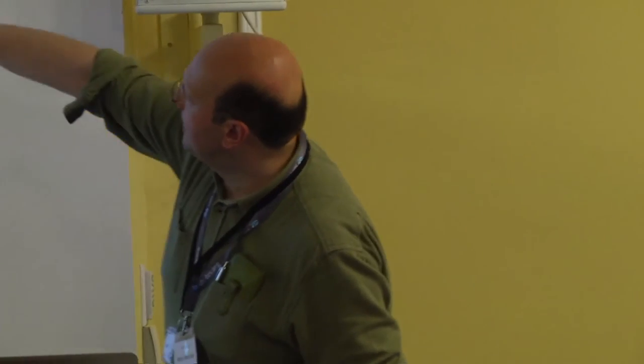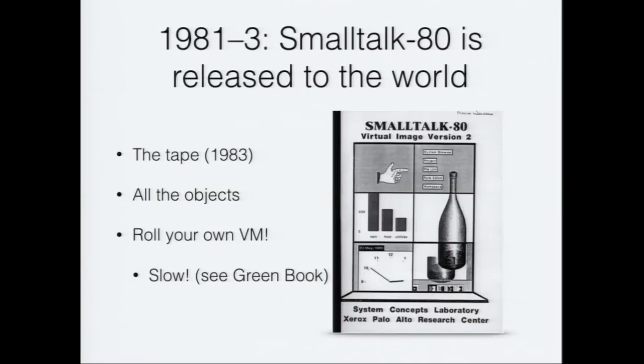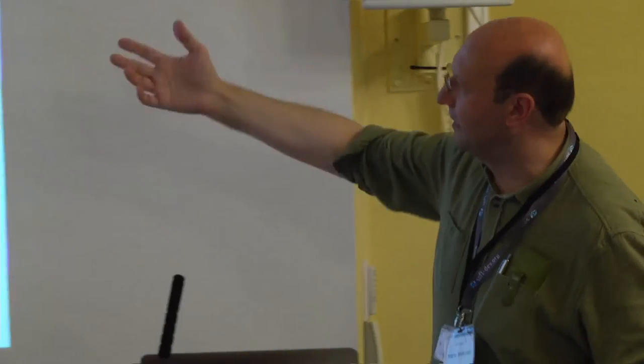And here's my scan of my copy of the release manual that came out with the system. You can find this on my website. I've scanned it since then. Unfortunately, I've lost the tape, but where would you read a reel-to-reel tape these days? And you can roll your own VM, or you can pick up mine, which still runs. And if you really want to see, it still runs. I can give you a demo afterwards.